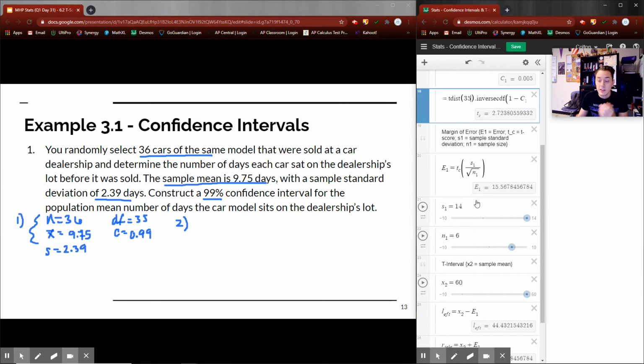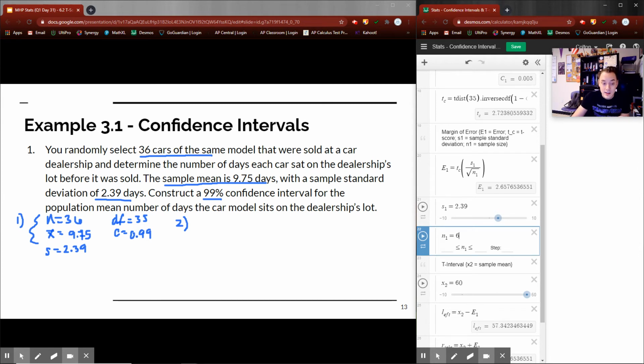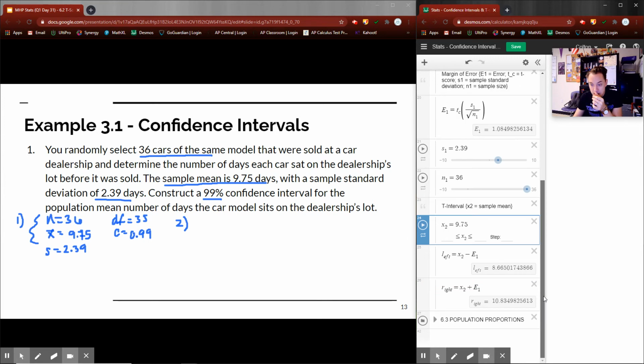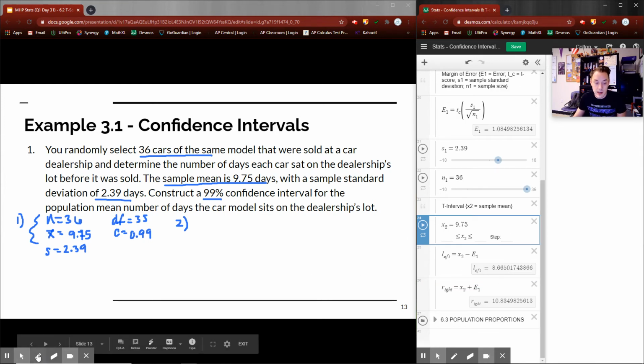So what values do I need to change? Well, this is my sample standard deviation here, the s. So that means I need to change that to 2.39. I need to change my n to be 36. And then I need to change my x-bar, my actual mean, to be 9.75. Now, when I do this, whoops, 9.75. I need to erase that. When I do this, I scroll down, and this is my left and right endpoint.